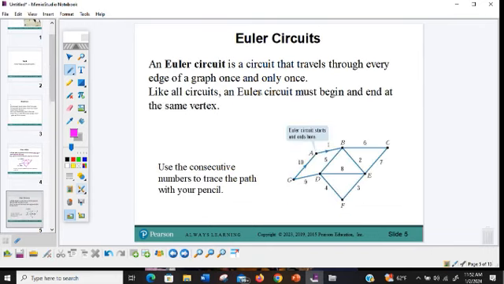Now let's look at a circuit. An Euler circuit does the same thing, except it begins and ends at the same vertex. Okay, so in this case, they have an Euler circuit starting here. So we're going to begin and end at A. It goes from A to B, B to E, E to F, F to D, D to B, B to C, C to E, E to D, D to G, and G to A. Because it began and ended with A, that is considered an Euler circuit because it only touched each edge of the graph once and only once.